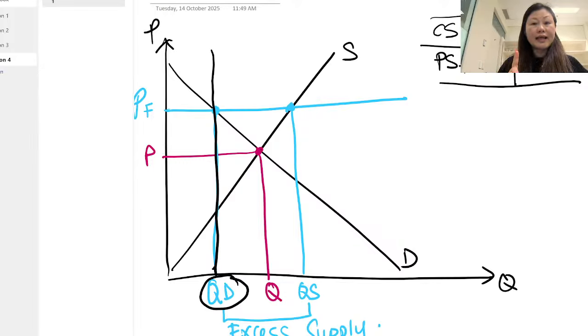Now we're going to label it first, aren't we? We're going to label our consumer surplus as below the demand curve and above the price. So it's below the demand curve and above the price, and we shade that in yellow. And we're going to shade our producer surplus, that is above the supply curve but below the price, in green.